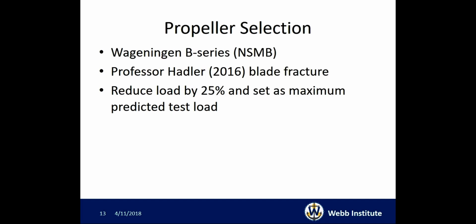So, my propeller selection. As Professor Hadler did, I've continued to use a Van Oossanen B-series, and this is because of those regression curves giving me a comparison point between a 3D printed propeller and a metallic propeller. Since Professor Hadler broke a blade, the load at which that blade broke was known. So I took that load and reduced it by 25%, and I selected a propeller geometry that would not exceed that load during my testing, in hopes that I could keep my propellers without breaking them so I could test them later if necessary.